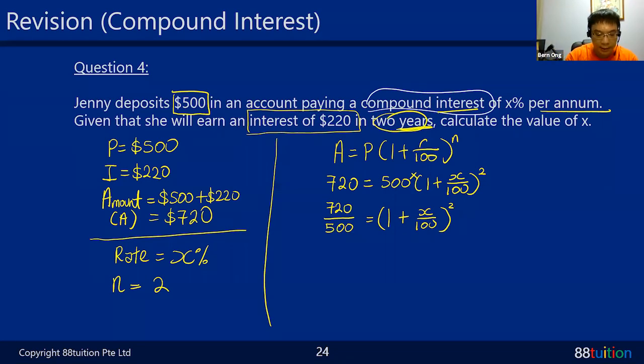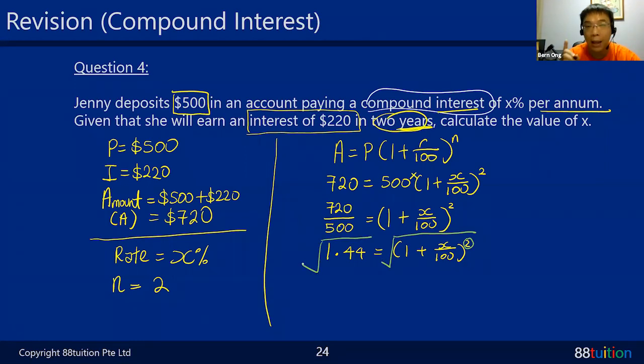Press your calculator. What is 720 divided by 500? The answer is 1.44. Putting it as a decimal is okay. 1.44 equals (1 plus X over 100) squared. How do I get rid of this square? The neutralizing thing to do is to square root it. But if you do it on one side, it's not fair, so you have to do it on both sides. Whatever you do on one side, you do on the other. What is the square root of 1.44? The answer is 1.2, such a beautiful number.